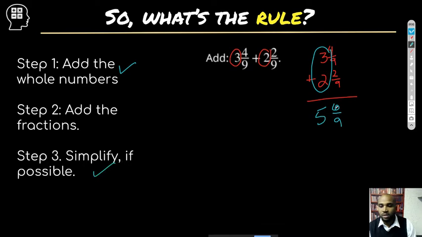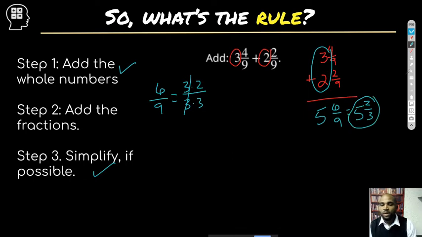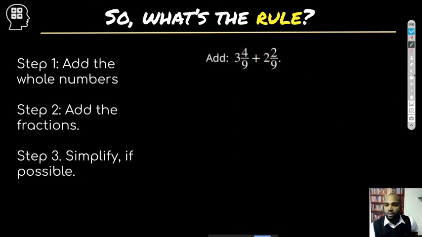Well, can I simplify 6 over 9? Well, I can see they both have a 3 in it. So instead of 6 over 9, I'm going to write that over here. I can take out a 3, because that's 3 times 2, and this is 3 times 3. So 3 divided by 3 is 1, so all I have left is actually 2/3. So this is going to be 5 and 2/3. There it is, ladies and gentlemen. That's how we were going to do that.